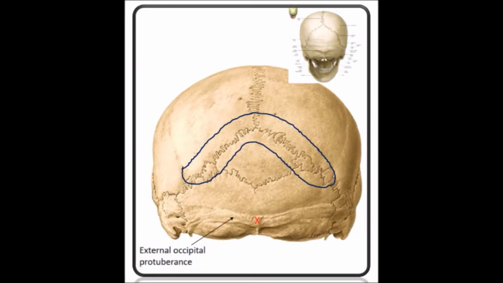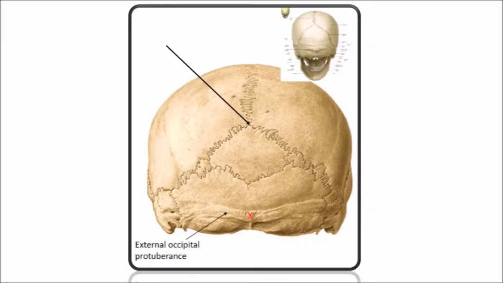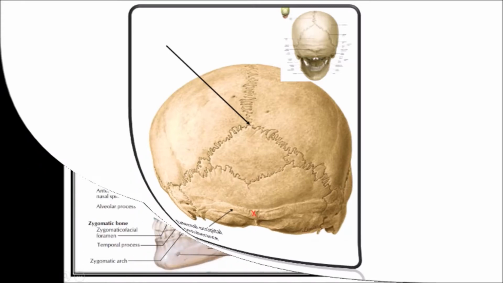At the meeting point of the parietal and occipital bones, you will find the lambdoid suture. To take it even further, the meeting point of the sagittal suture and the lambdoid suture is called the lambda, as marked by the arrow. This area is known as the posterior fontanelle in the skull of the newborn.